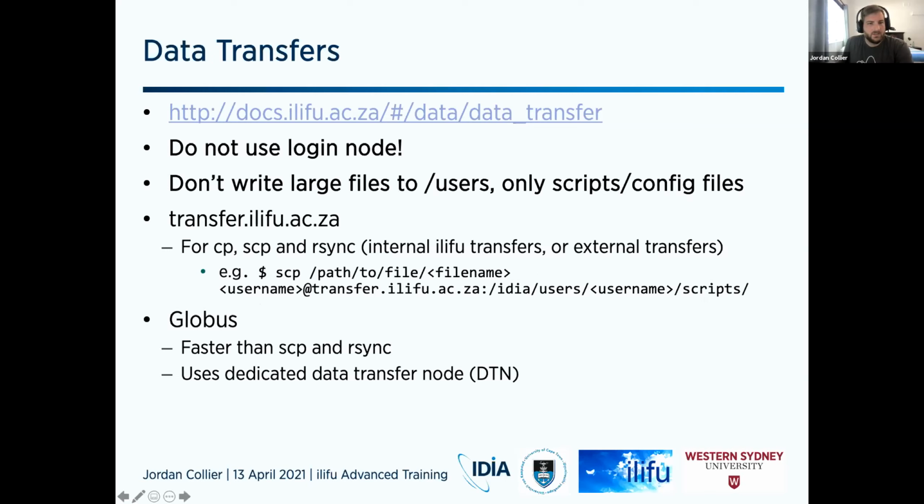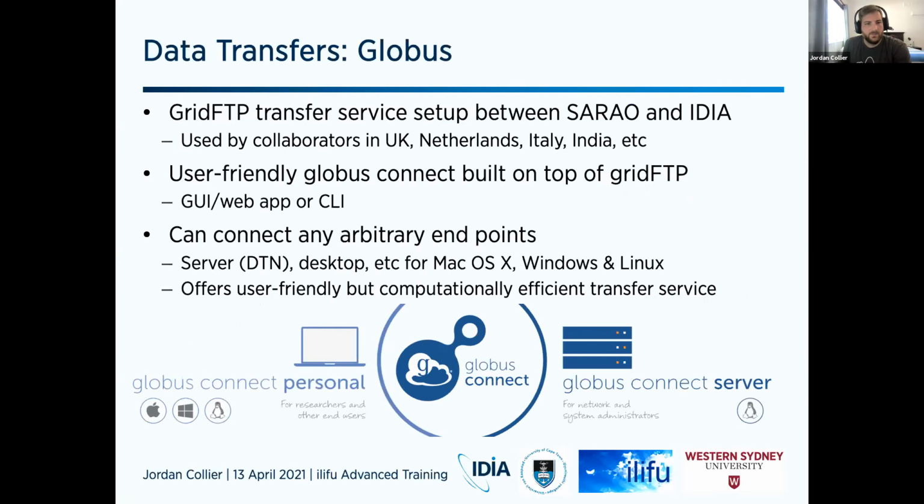And then Globus is suggested for either larger or more frequent transfers. It's faster than SCP and rsync, and it uses a dedicated data transfer node. So this is something that's set up, for instance, between SAREO and IDIA, which is where the raw data for the MeerKAT telescope comes from. So this is something that you won't necessarily make use of, but will benefit from. But then you can also use it between your own machine or between other servers and ilifu.